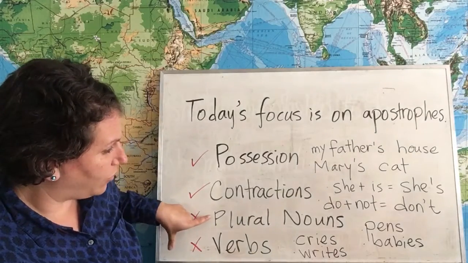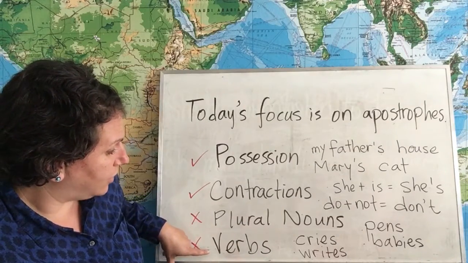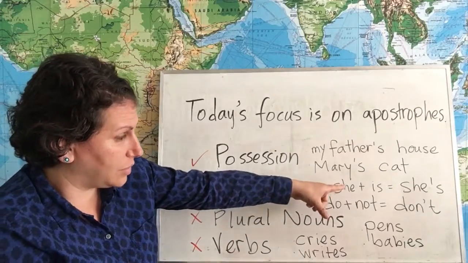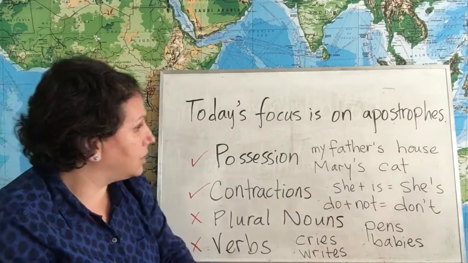So don't use an apostrophe for plural nouns. Don't use an apostrophe for verbs unless the verb is part of a contraction, like my examples with she's and don't.